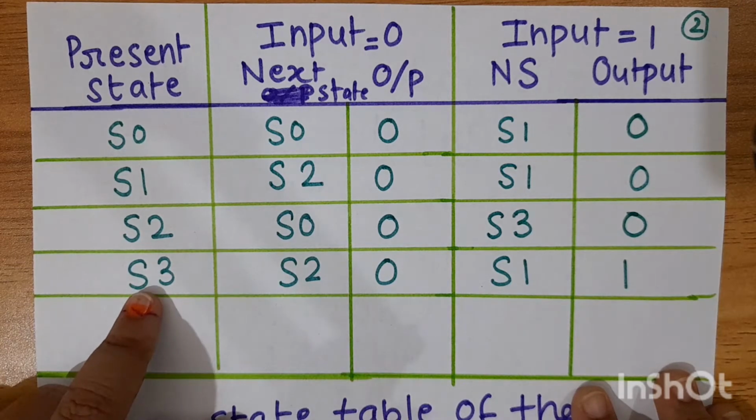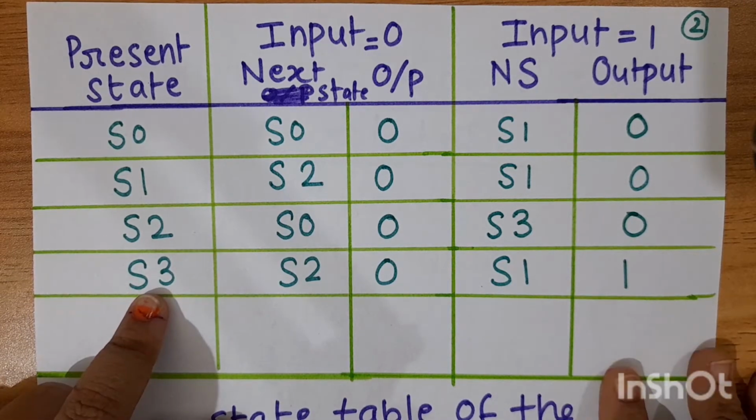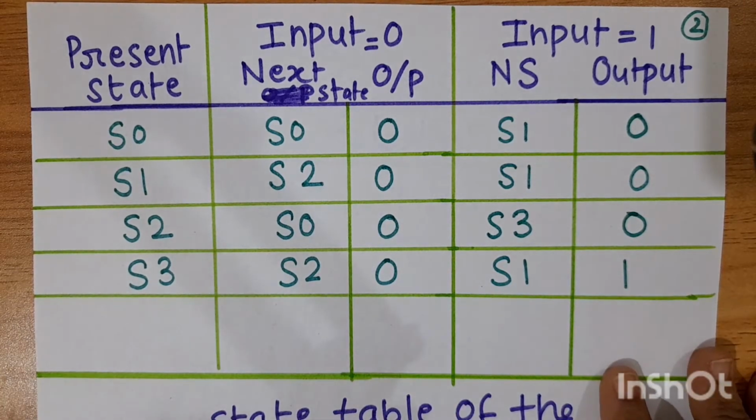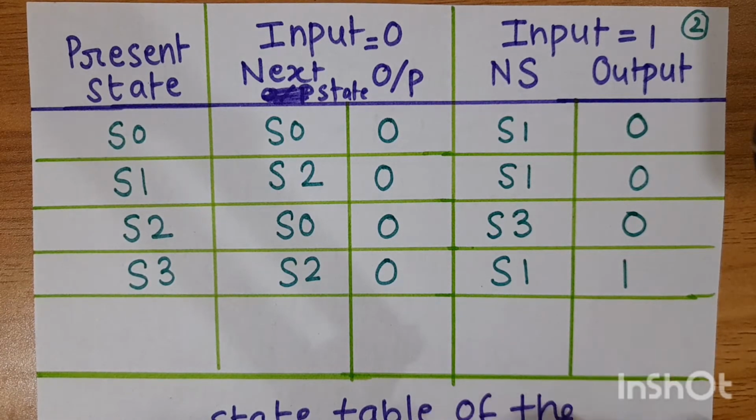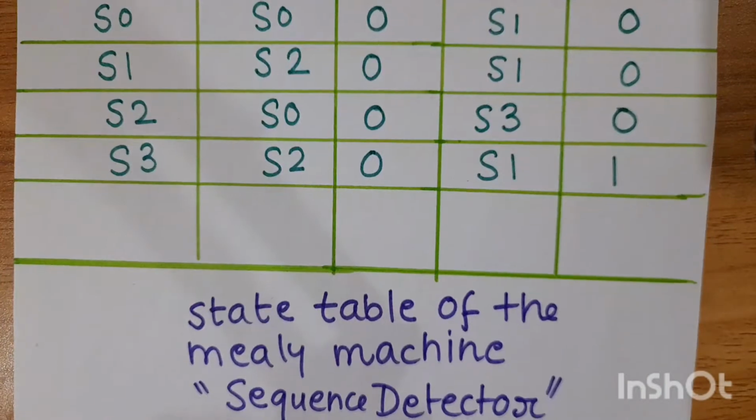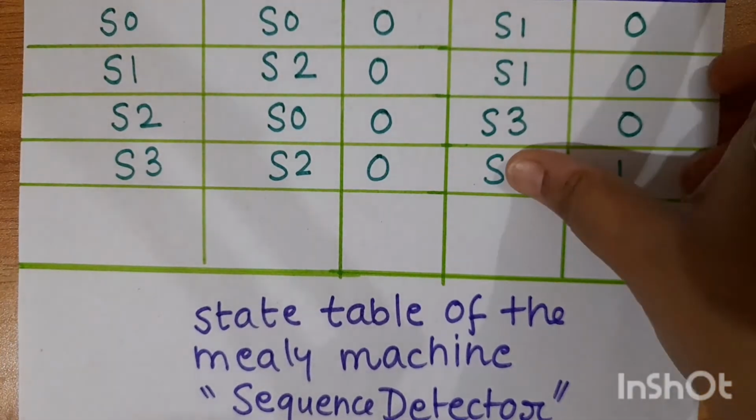In the S3 state, if I get 1, then 1, 0, 1, 1 has been detected, but the last 1 bit can be the beginning 1 bit of the next pattern. So I move from S3 to S1, but output is 1. Please note this is an overlapping sequence detector. This is the state diagram of a Mealy sequence detector.